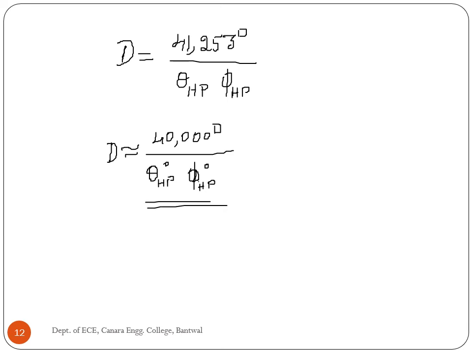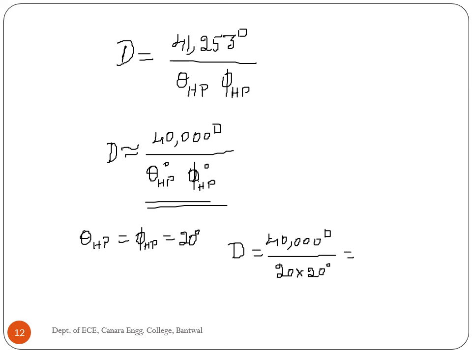If the antenna has a main half power beamwidth of 20 degrees in both principal planes, its directivity is 40,000 square degrees divided by 20 degrees into 20 degrees, which is equal to 40,000 square degrees divided by 400 square degrees, which is equal to 100, or 20 decibels.